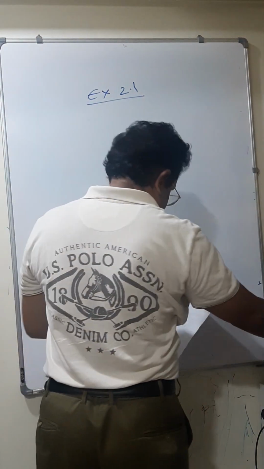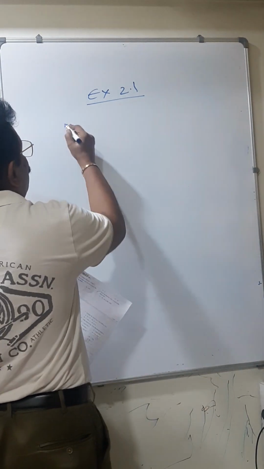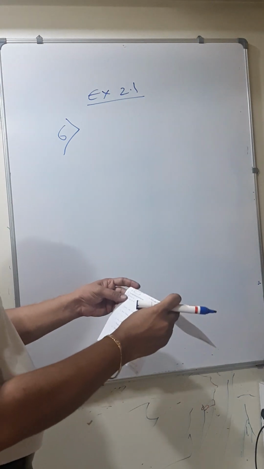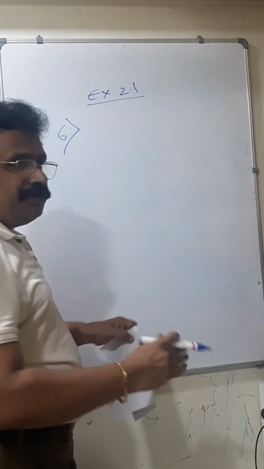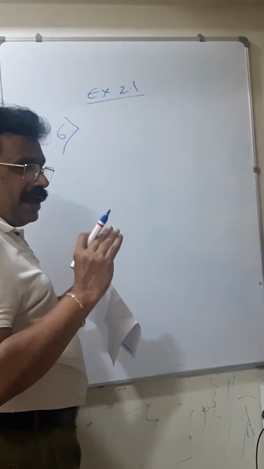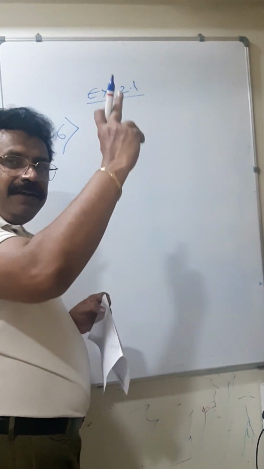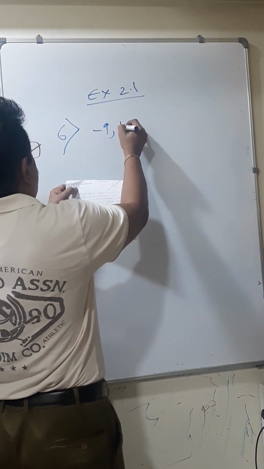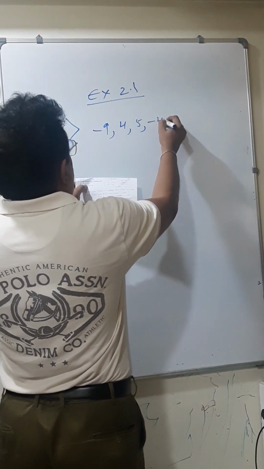Now we come to exercise 2.1, sixth question. What they want? Arrange the following in ascending order. Ascending order means चढ़ता. It goes above the staircase. So we have smaller number first and biggest number last. So the question is minus 9, 4, 5, minus 4, 0.